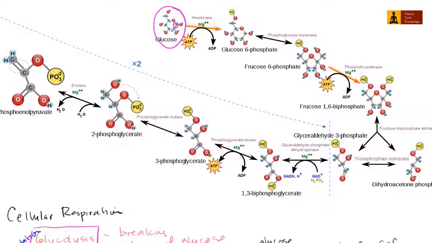It's in a ring. 1, 2, 3, 4, 5, 6 carbons. I could write it like that, just to make it a huge oversimplification. Goes through a few steps. I use an ATP here, so let me do that in a color. We do it in orange whenever I use an ATP. I use 1 ATP there. I use 1 ATP there.